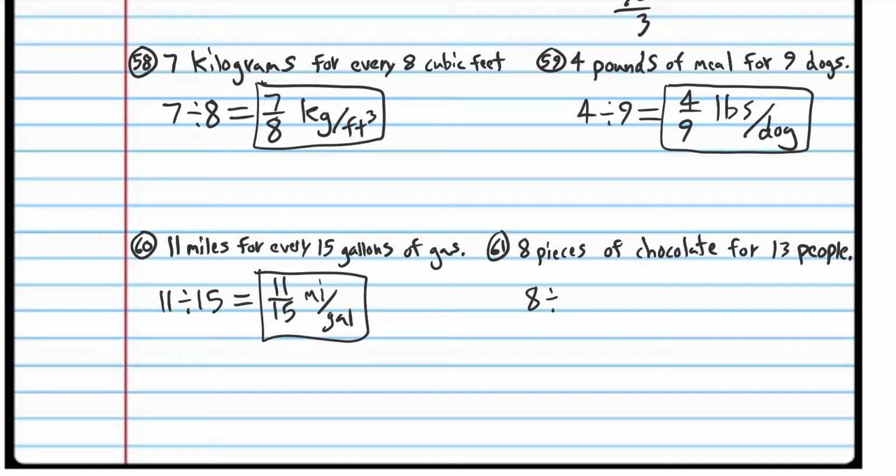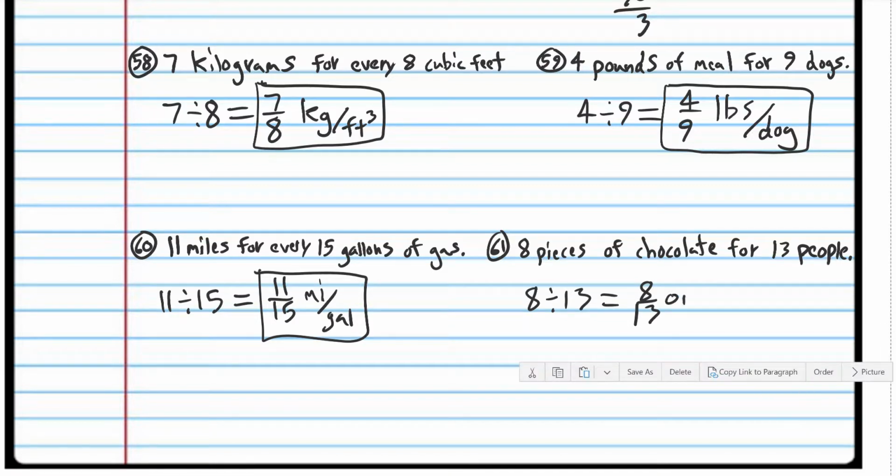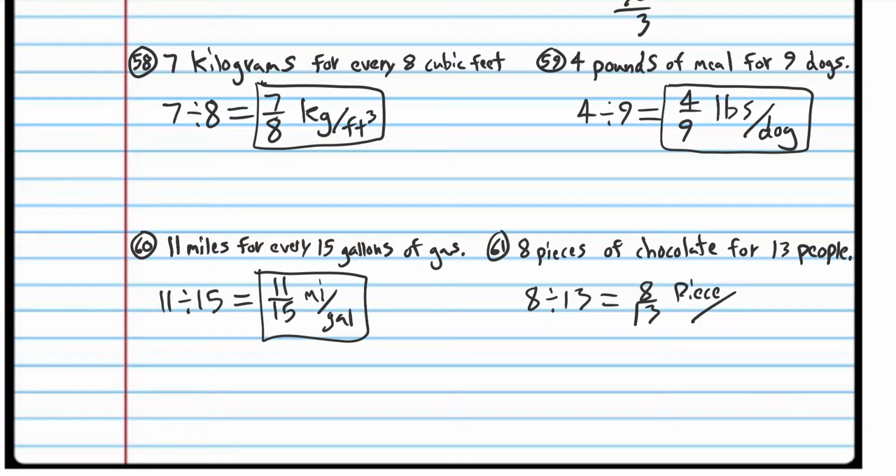All right, we're back. 8 divided by 13 is 8 over 13, or 8/13 of a piece of chocolate. Or we can just say piece per person. Again, it's the unit rate, so it's not going to be people. It's going to be for every one person. So 8/13 of a piece of chocolate per person.